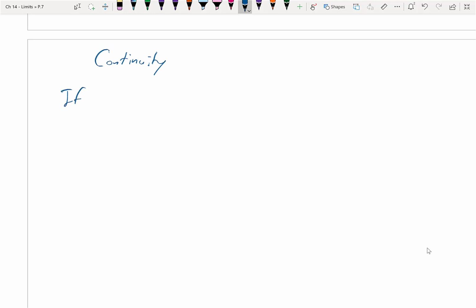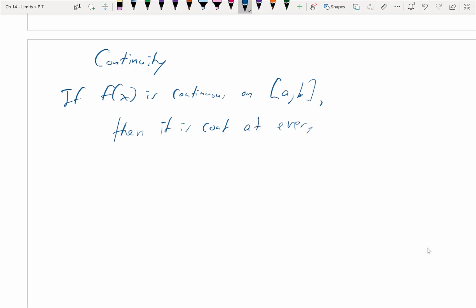Specifically, if a function f of x is continuous on a closed interval a to b, then it is continuous at every point within that closed interval. Instead of saying point within the interval, I'm actually going to use some little notation here, saying every c contained in a to b. So that means every single x value within a to b.